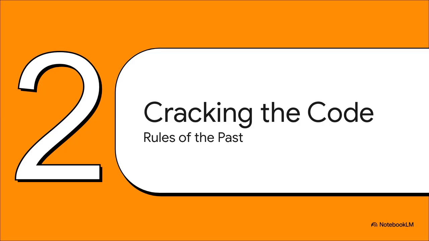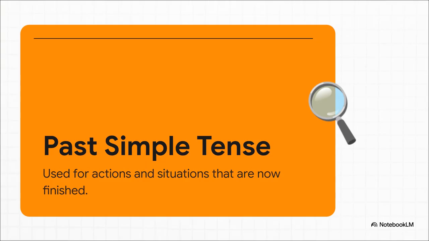All right, so the secret tool we've been using, it has a name. It's called the past simple tense. Now that we've seen what it does, let's pop the hood and really crack the code so you can start using it yourself. So what is it officially? Well, it's actually pretty straightforward. We use the past simple for any action or situation that is completely, totally finished. It's like putting a pin on a map of time. It happened there and it's over now. Mozart lived his life. That action is done.